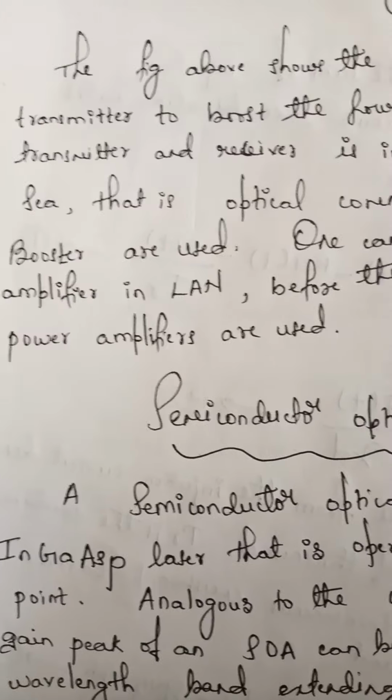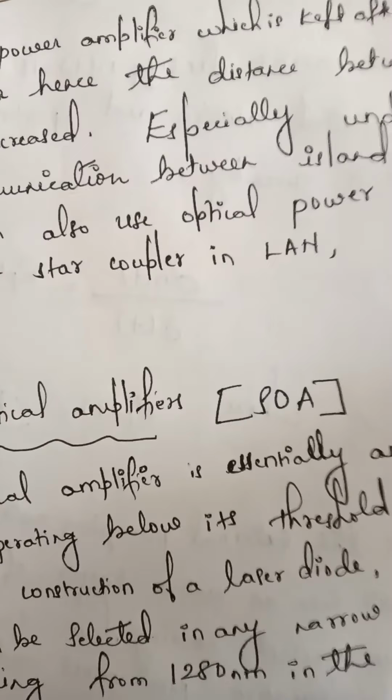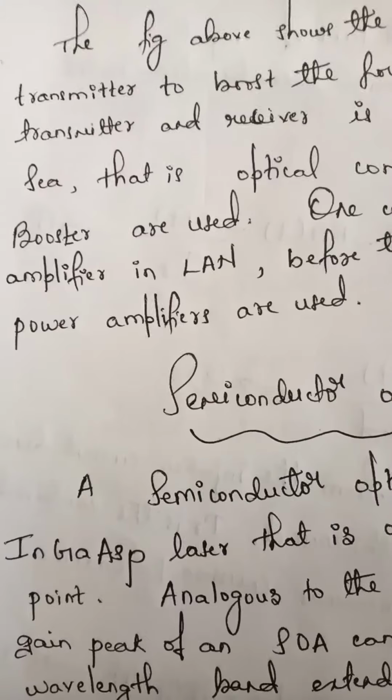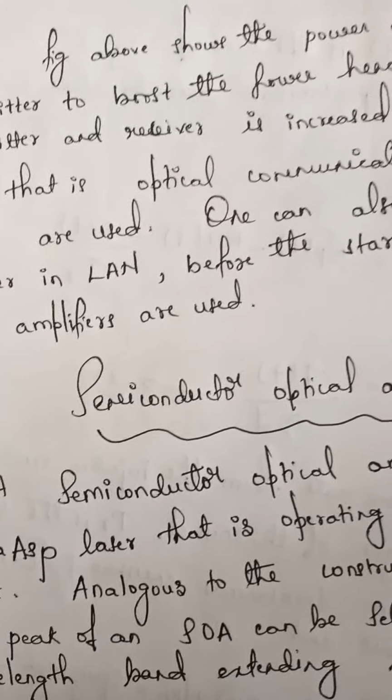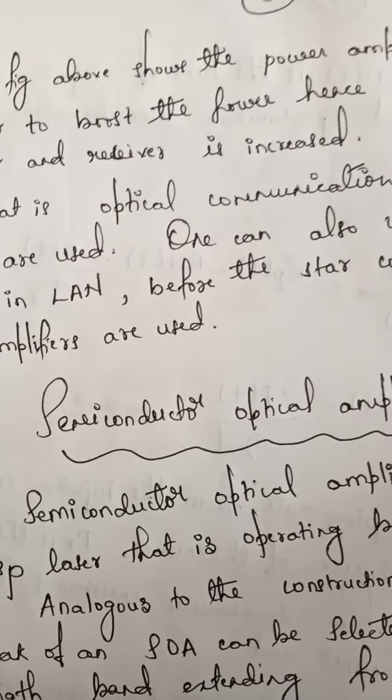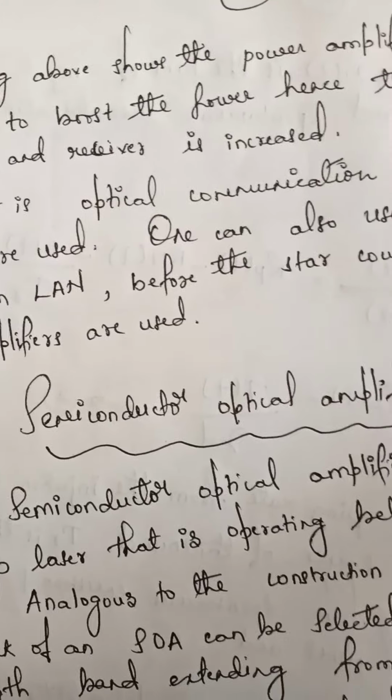Boosters are used. One can also use an optical power amplifier in a LAN before the star coupler. In LAN, just in front of the star coupler, we can make use of the LAN booster power amplifier. The next topic is the semiconductor optical amplifier.